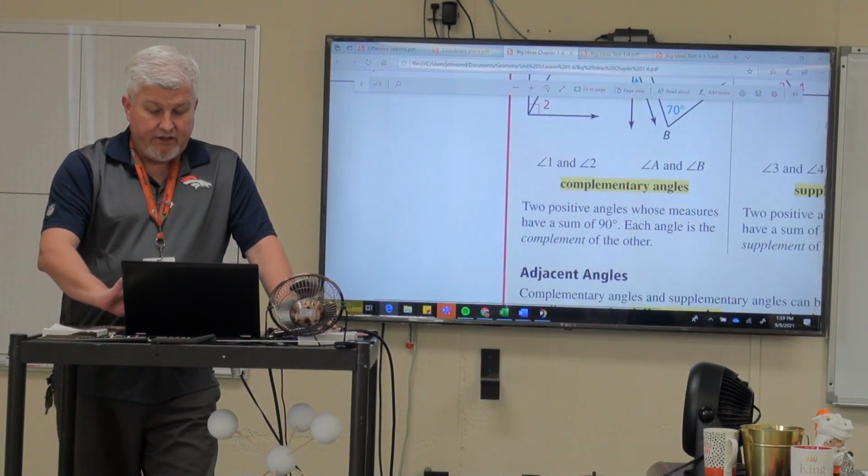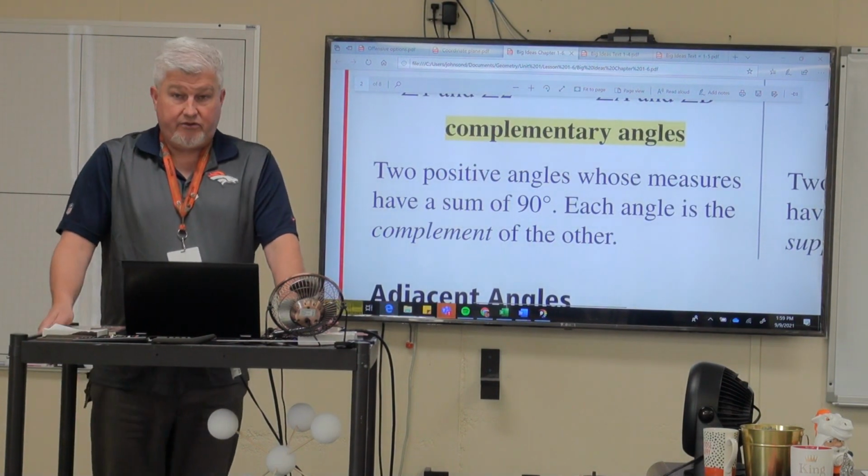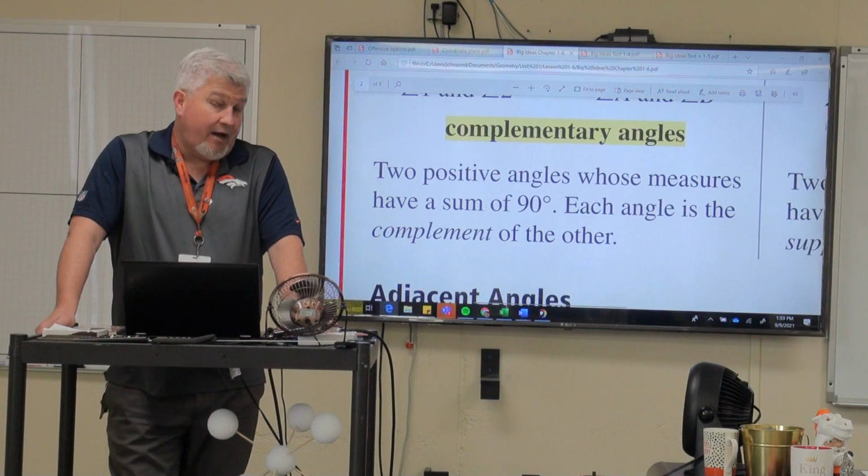So the first thing to identify is called complementary angles. These are not two angles that complement one another.